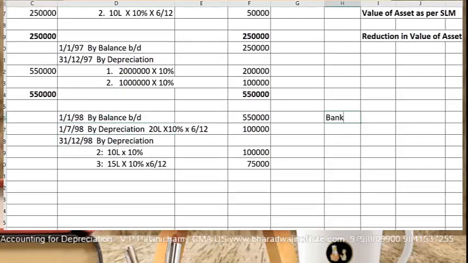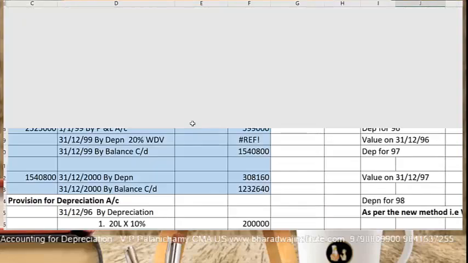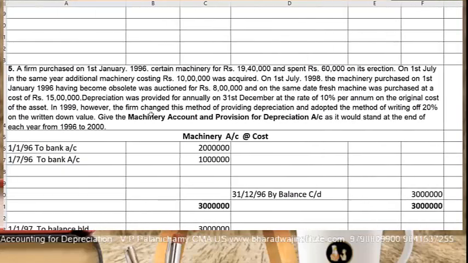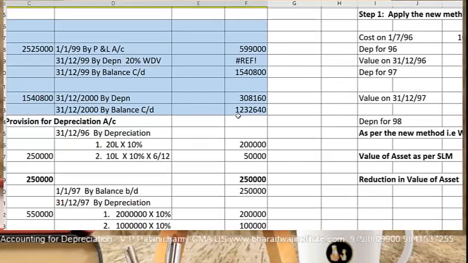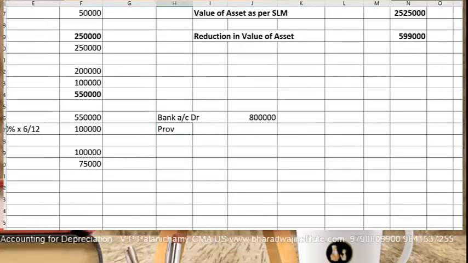This is bank account debit. For how much did we sell? 8 lakhs, right? Bank account debit 8 lakhs. Check the problem. We are selling for 8 lakhs. Then provision for depreciation account debit.